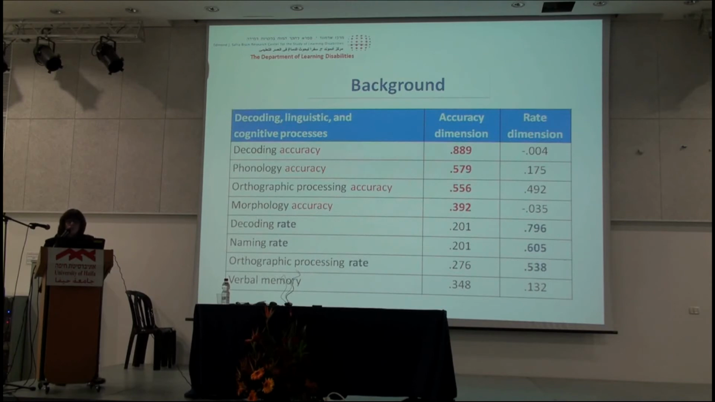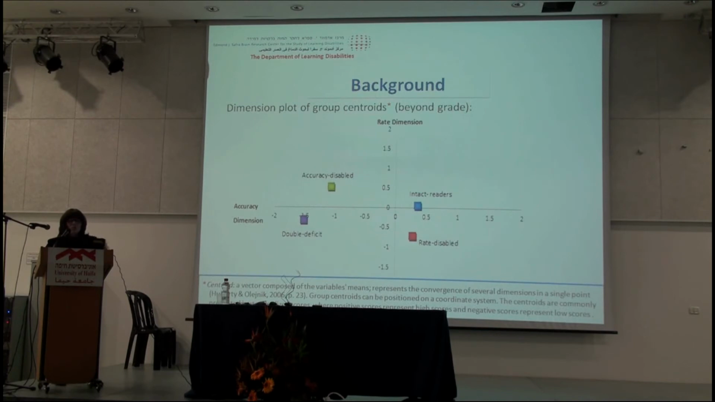Those were the two dimensions by the DDA. So you see that we had an accuracy dimension on these measures of decoding, phonology, orthographic processing, and morphology. And we had a rate dimension for decoding rate, naming rate, and orthographic processing rate. Verbal memory did not load on any of those dimensions. This was the dimension plot of the group centroids beyond grade. So you can see how they are beyond grade according to the centroids, which are actually a kind of vector composed of the variables' means.